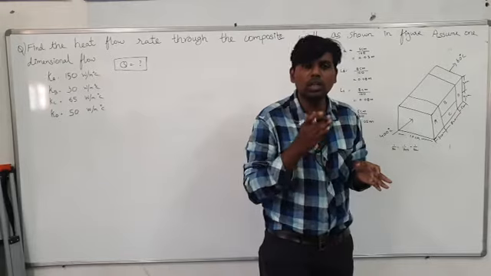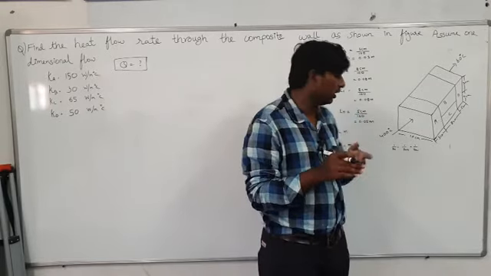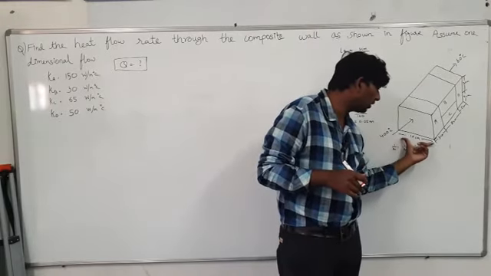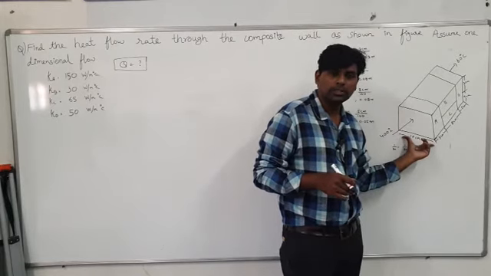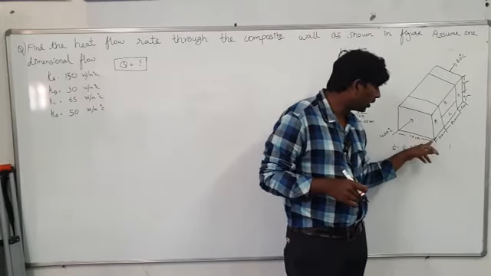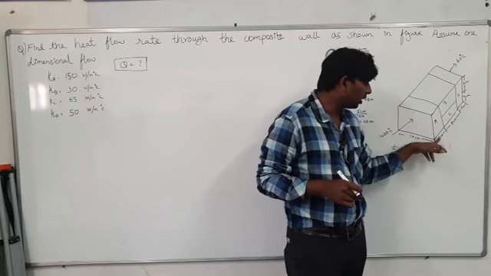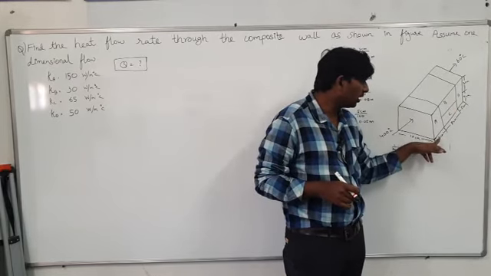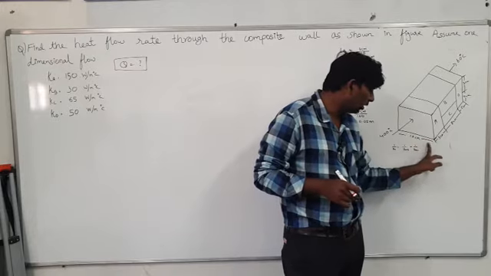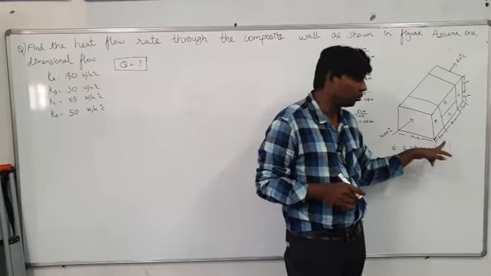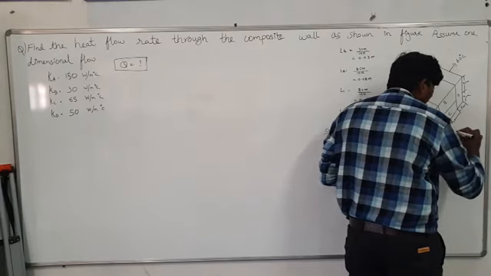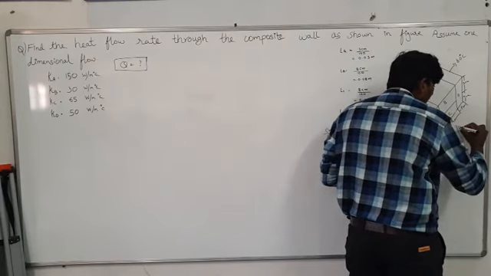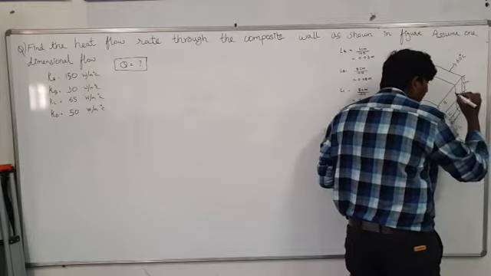So the heat flow direction you have to see. See, heat is flowing from this path. And see how much it is moving: 3 centimeter. This one you have to consider, this one and this one. But already this one you took as LA, this one you took as LB and LC, and this one you took as LD.